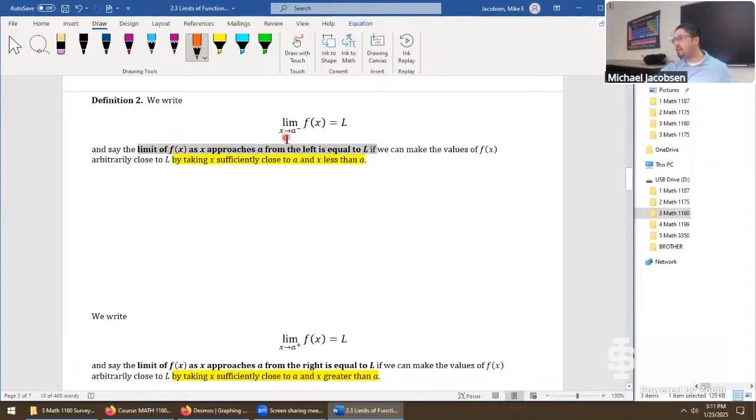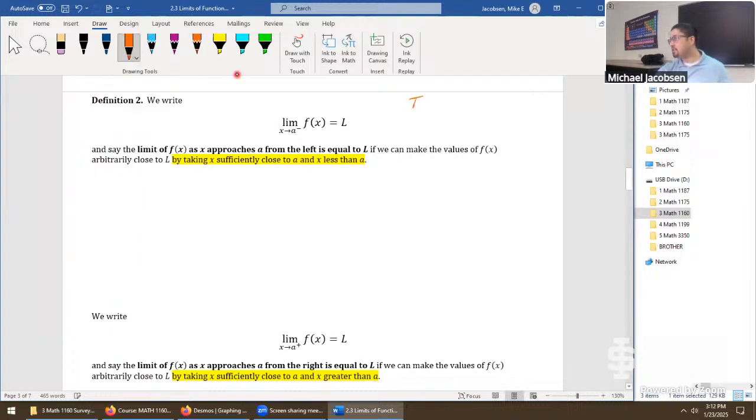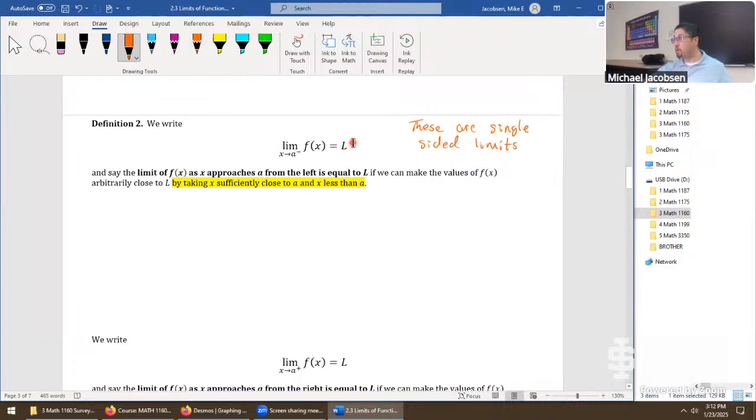as x approaches a purely from the left. That's why we have a negative there. If there's a plus here, it means we're taking the limit as x approaches a coming in from the right-hand side. So sometimes these limits here are called single-sided limits for that reason. Let's just say that here. These are single-sided limits.